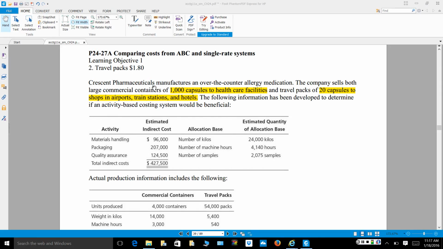So we have Crescent Pharmaceutical, who's manufacturing some allergy medication. We have two different types of products, and we want to identify whether those two different types of products require different amounts of overhead, and we will see that they do. We have containers with 1,000 capsules for large healthcare organizations, but then we have small travel packs of 20 capsules that we're shipping out to shops and airports, train stations, hotels.